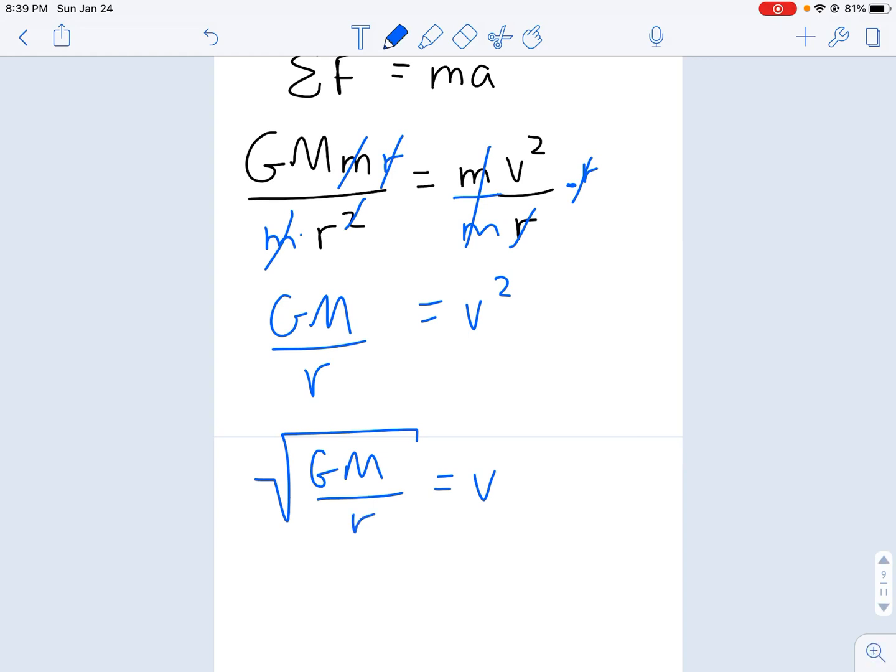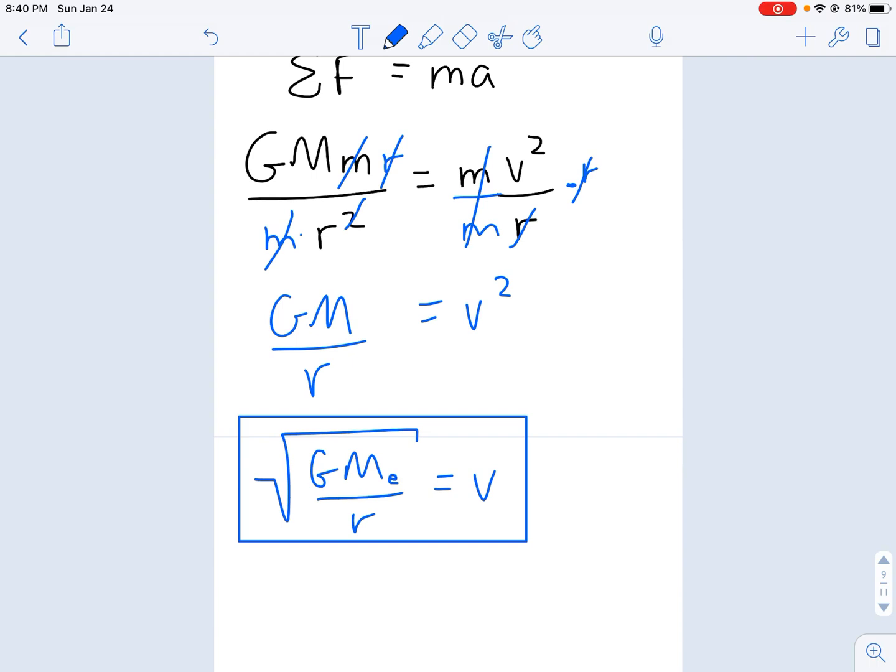The velocity of that orbiting object is based on three things. G, the gravitational constant, capital M, which is the mass of the Earth. We can add a little e in this case. It's not always the mass of the Earth, but the object that you're orbiting. And then R is the radius of orbit.